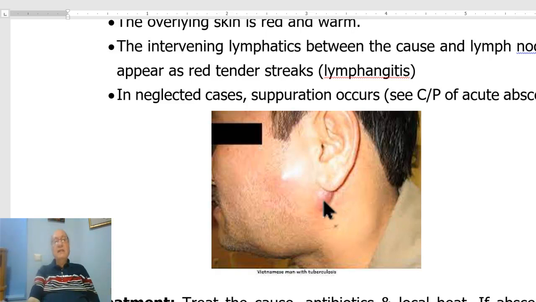If the condition is neglected, suppuration and acute abscess formation occur in this lymph node.